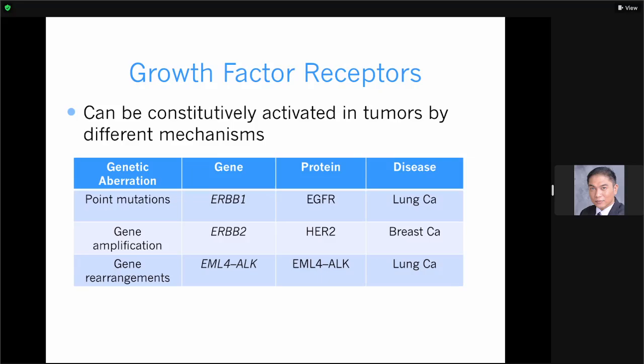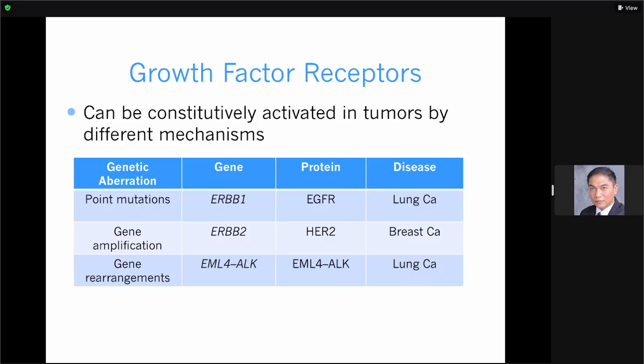In lung cancer, we have two here. The first is a point mutation involving ERBB1 gene that encodes for EGFR, epithelial growth factor receptor. That's a point mutation on ERB1, and then EML4-ALK. So gene rearrangement naman ito, nagkakaroon ng fusion ng EML4, ALK. This is seen in lung cancer.